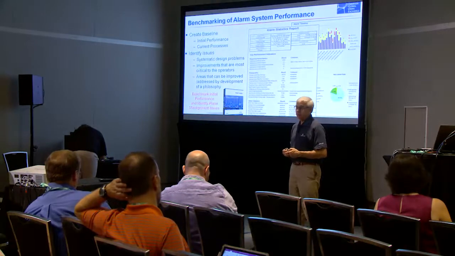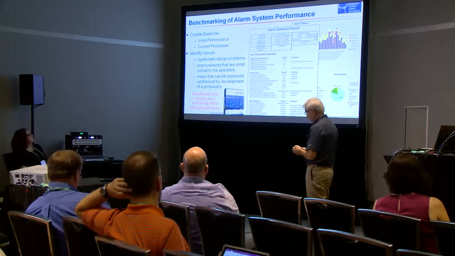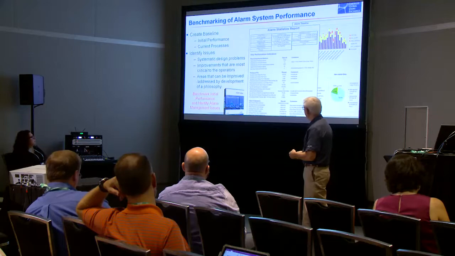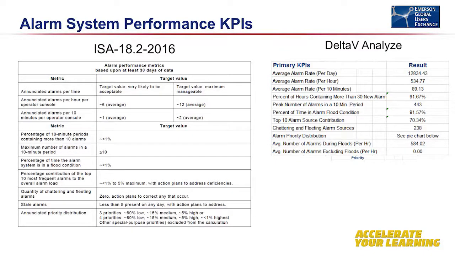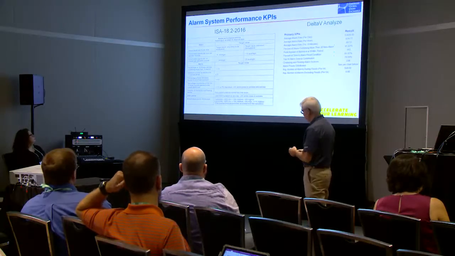The Emerson product used to analyze the history of alarms is the Delta V Analyze product. Using this product, you can create your baseline, and as well identify the issues that you can address to eliminate a lot of the nuisance alarms. As you look at the ISA 18.2 standard, there are a number of measurements. They're called key performance indicators, or KPIs. And using Delta V Analyze, you can actually get the numbers corresponding to the benchmark recommendations in the standards to establish where you're at to begin with.